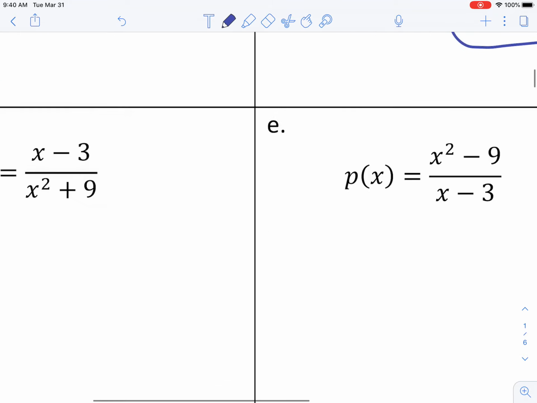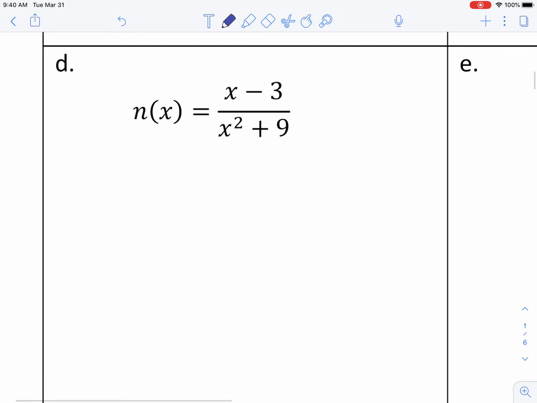Now let's go down to D. Okay, D. Let's see if we can factor the denominator. Now, is this factorable?